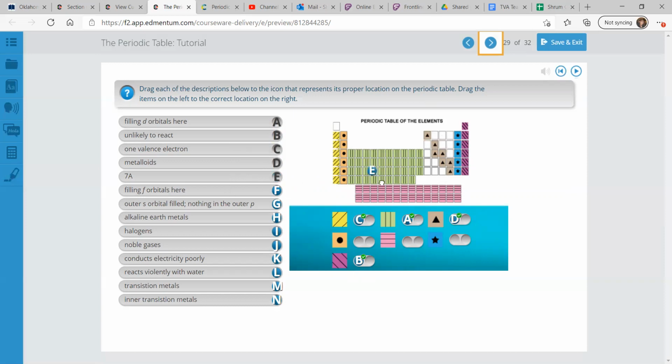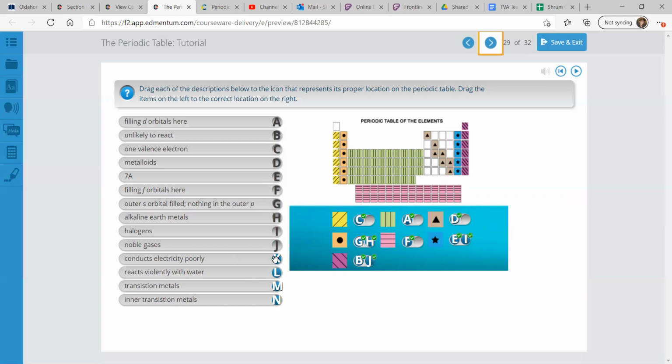7A, we call those halogens, this next to last group. Filling F orbitals here, that is this bottom purple section. Outer S orbital filled, nothing in the outer P. So that'll be group 2A, which is also alkaline earth metals. Halogens are those blue stars. Noble gases are the purple last column.